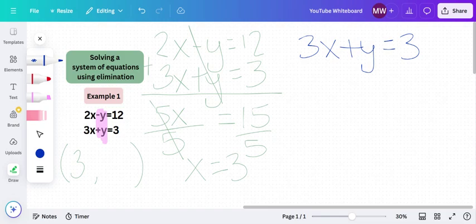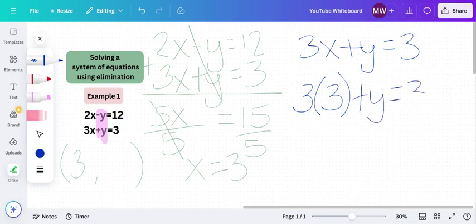But now I know that x is 3. So anywhere I see x, I'm going to put 3. I put that in parentheses because 3x means 3 times x. So parentheses tell me I still need to multiply. So I've plugged that in and everything else stays the same. 3 times 3 equals 9, plus y equals 3.